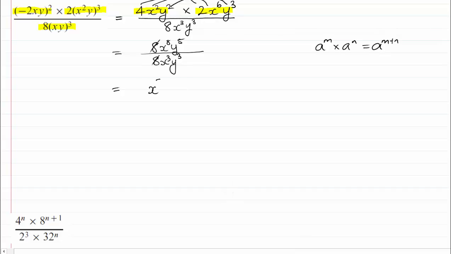And then I'm left with x to the power of 5. This is because of index law 4, which is a to the power of m divided by a to the power of n is equal to a to the power of m minus n. So 8 minus 3 is 5, and y squared. And that's my final answer, as simple as possible.